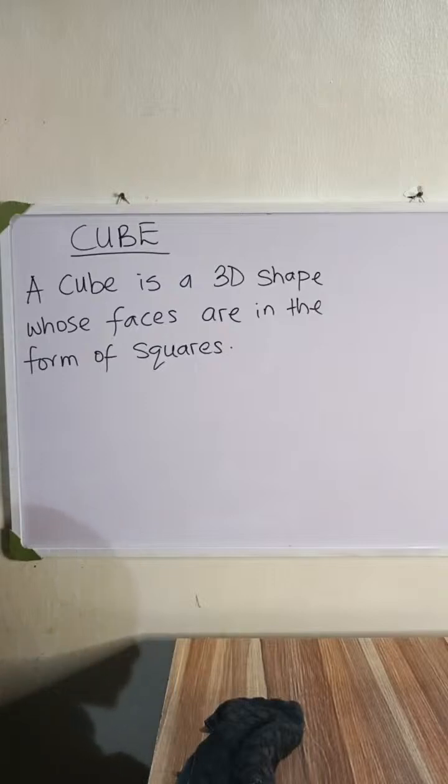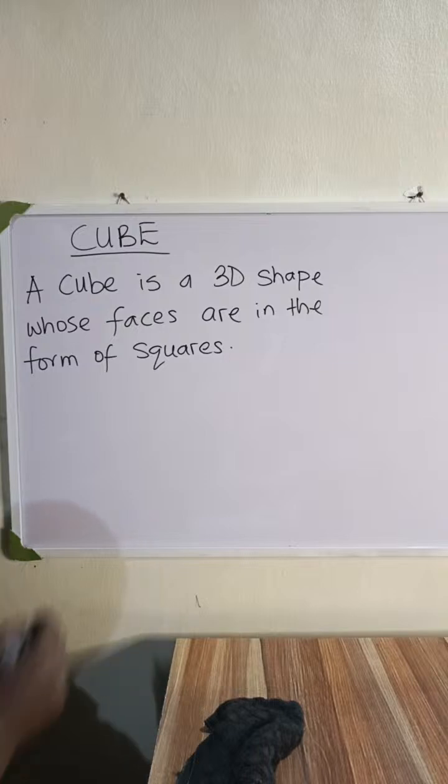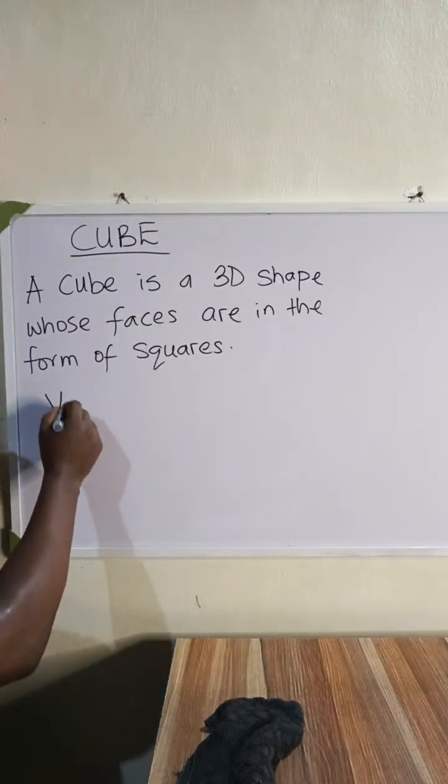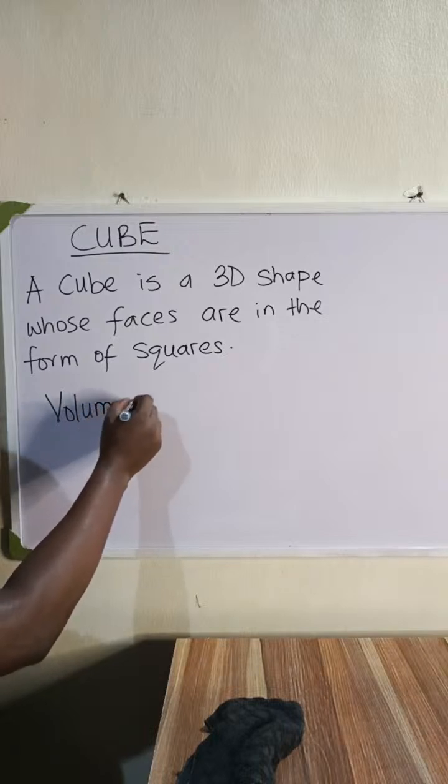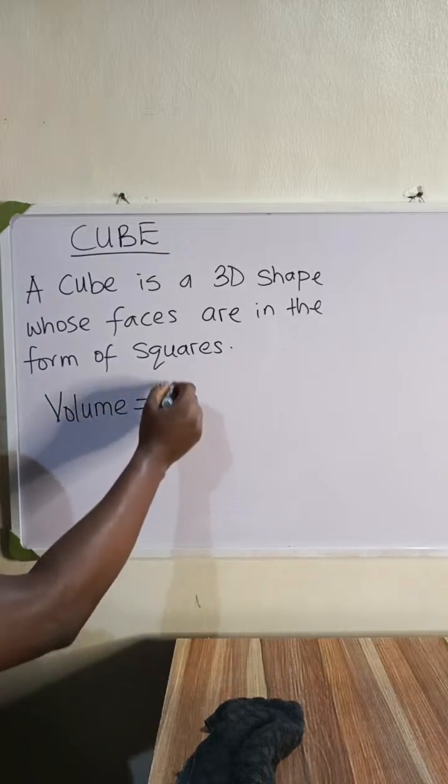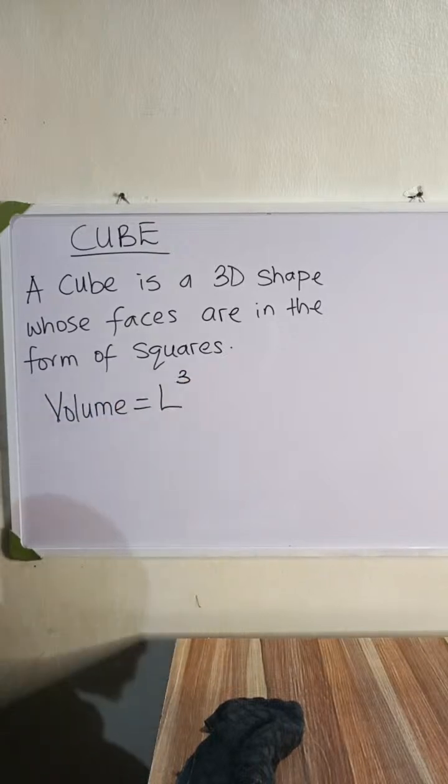So the formula for the volume of a cube, volume is equal to length to the power of 3. Length to the power of 3.